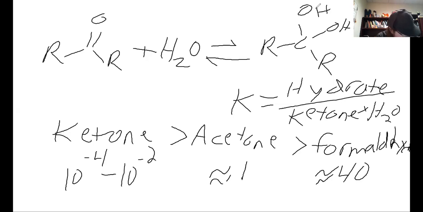Now, you can also stabilize these guys by putting electron withdrawing groups onto the ketone. It will stabilize the hydrate because you have a large amount of electron density on here. So if you can pull the electron density out of these oxygens, you can make this more stable.